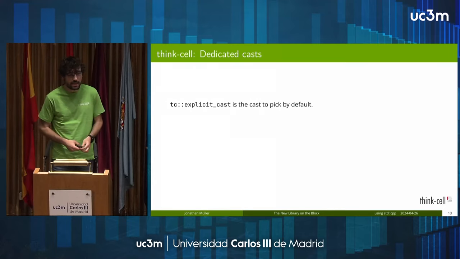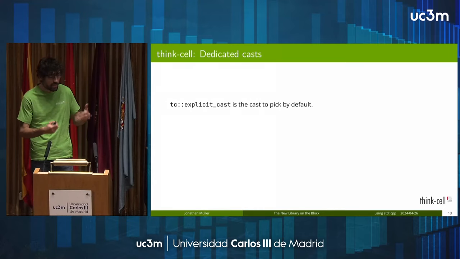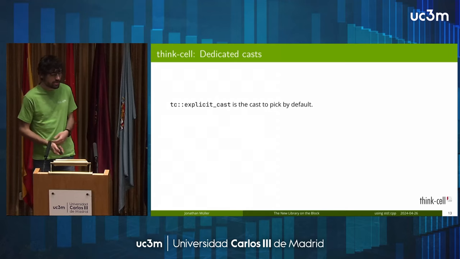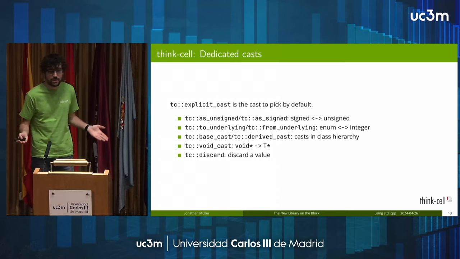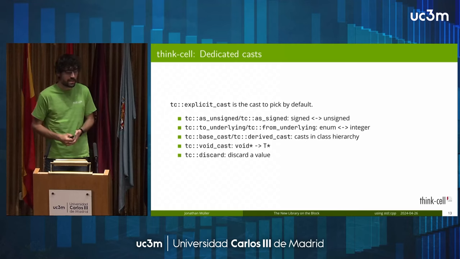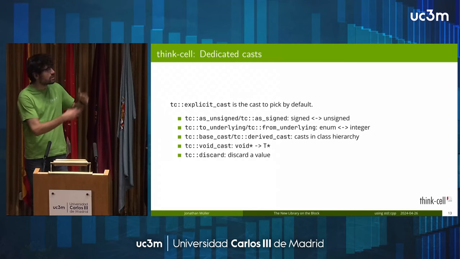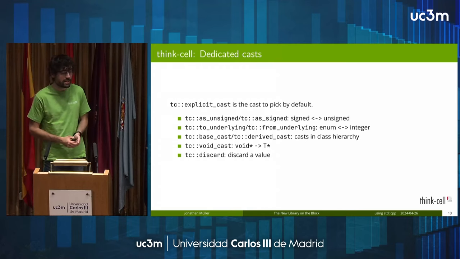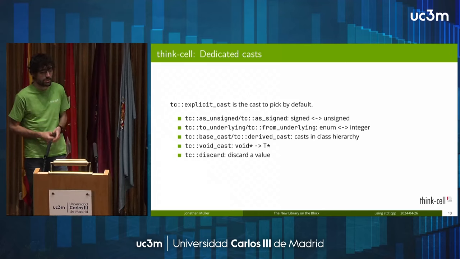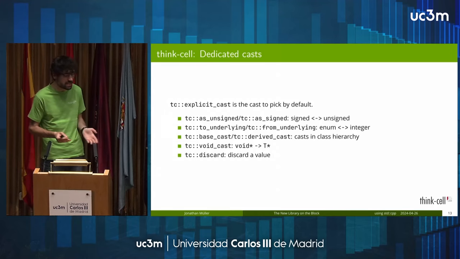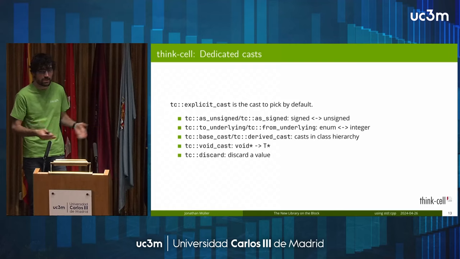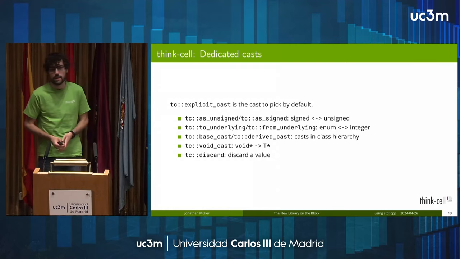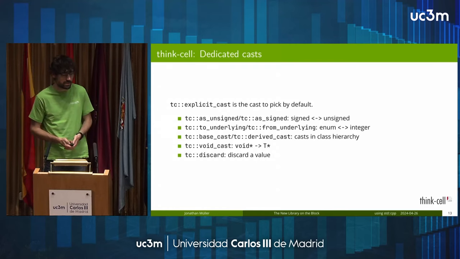So explicit cast is the cast we pick by default. It replaces our static cast. And then all the other uses of static cast, well, they get explicit operations, like as unsigned or as signed, or to underlying, from underlying. We've got dedicated casts to cast in the class hierarchy, void cast, and discard, and so on. So we've got dedicated cast operations for the special stuff, and explicit cast for just the generic, please convert this value to that thing, using debug checks, using compile time checks as much as possible.